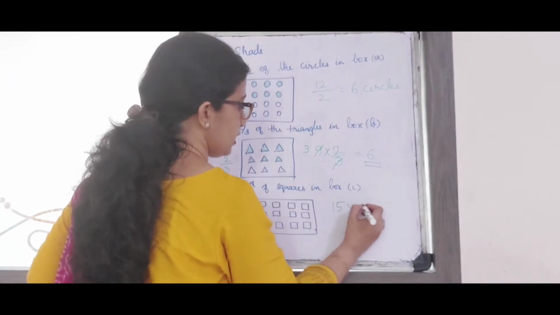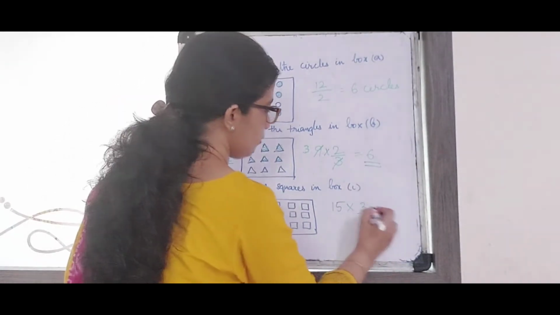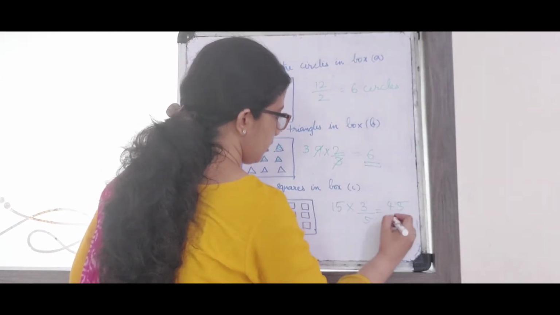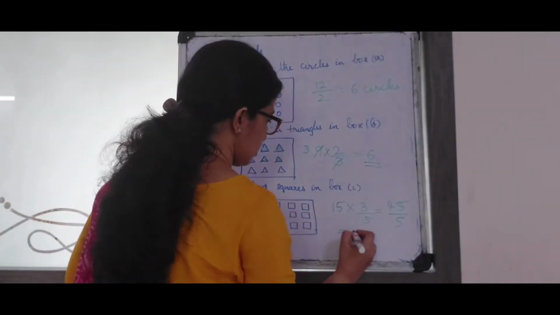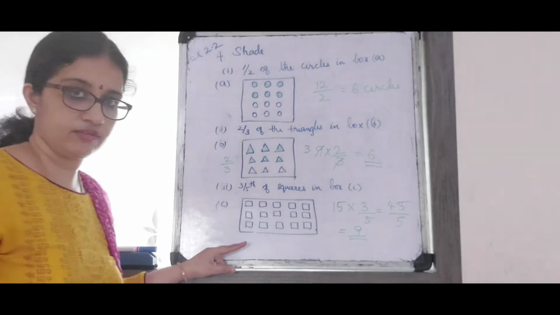That means 15 into 3 by 5. Okay, is equal to 15 into 3 is 45. Sorry, 45. 45 by 5, which is equal to 9. 9 squares we have to shade.